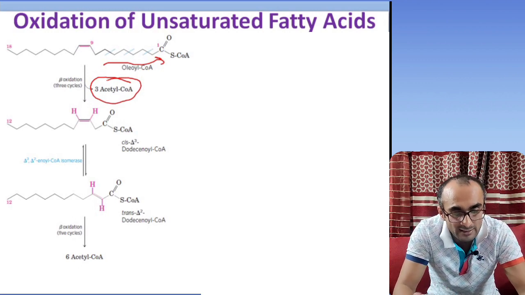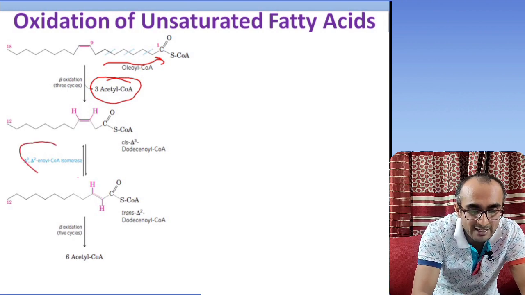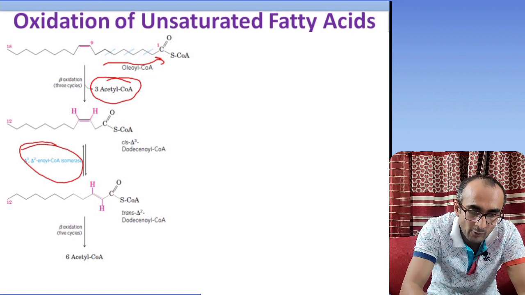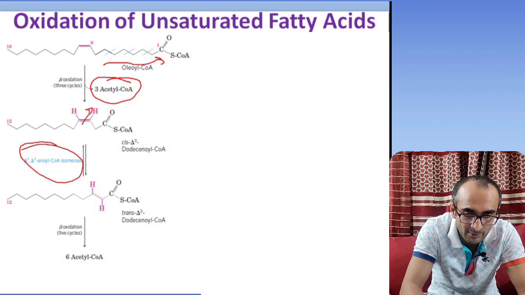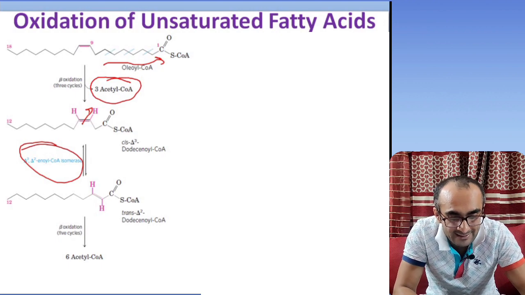So here you require one enzyme called delta 3 delta 2 enoyl coenzyme A isomerase, which converts this cis double bond into a trans double bond, and this bond is shifted here to the beta position, and this product is trans delta 2 dodecanoyl coenzyme A.